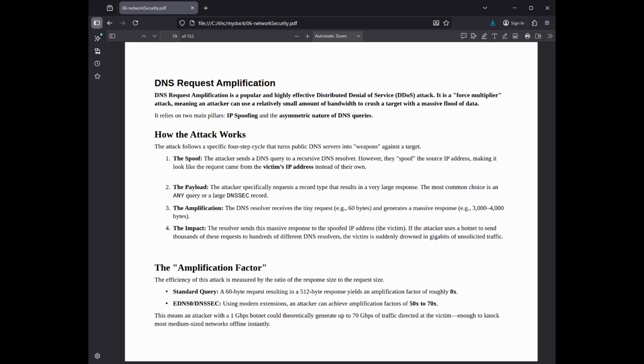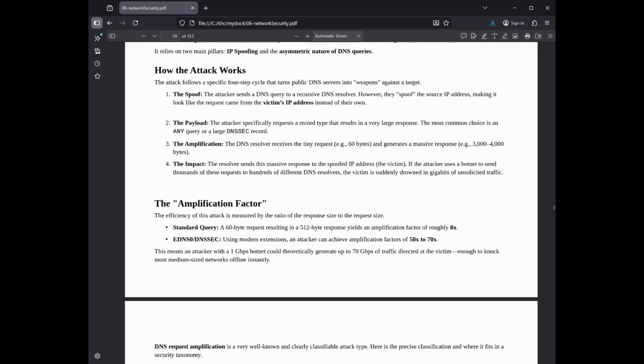The amplification factor. The efficiency of this attack is measured by the ratio of the response size to the request size. Standard query: a 60-byte request resulting in a 512-byte response yields an amplification factor of roughly 8x. EDNS0/DNSSEC: using modern extensions, an attacker can achieve amplification factors of 50x to 70x. This means an attacker with a 1 Gbps botnet could theoretically generate up to 70 Gbps of traffic directed at the victim, enough to knock most medium-sized networks offline instantly.